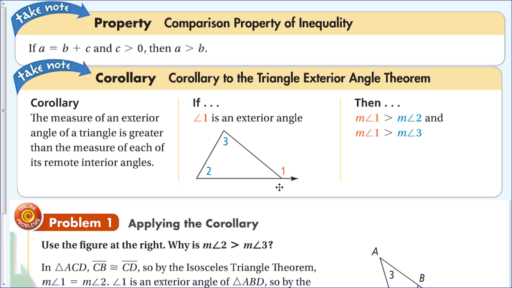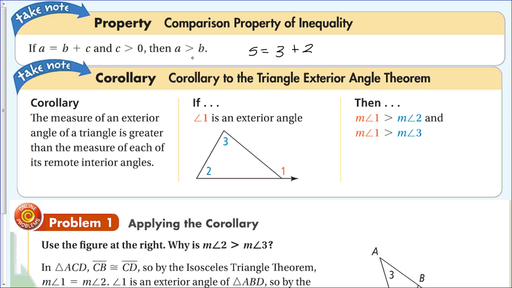Let me write that down. If A is, say, 5, and that equals B plus 2, A will have to be greater than B in order for B plus something to equal A. So that's all that says. If A equals B plus C and C is greater than 0, then A is going to have to be greater than B.